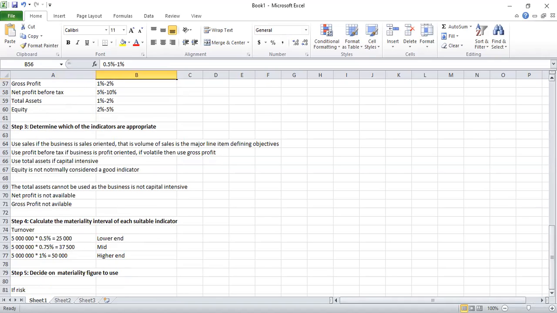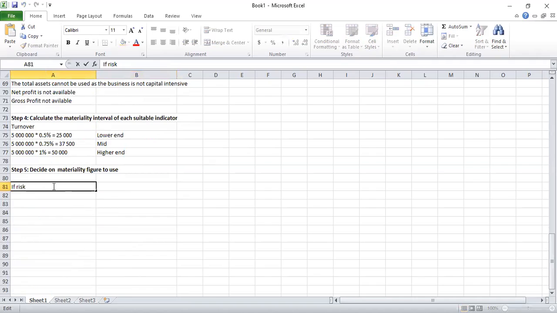Right. When you are deciding on which figure to use, if risk is assessed as high, use the lower end. If risk is assessed as medium, use mid-end. And if risk is assessed as low, use upper end.